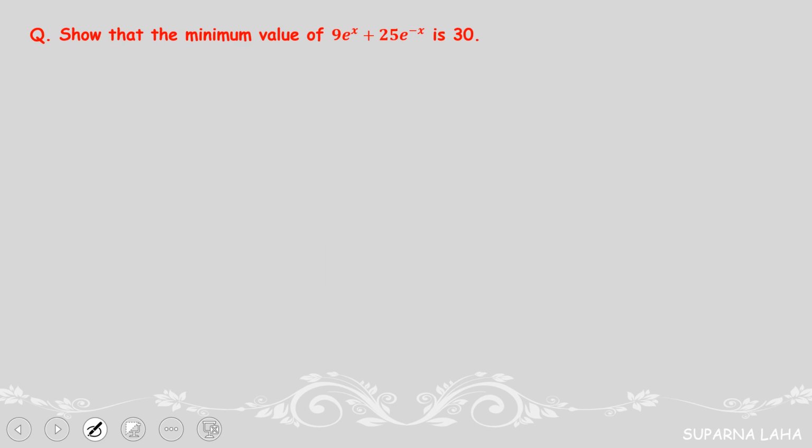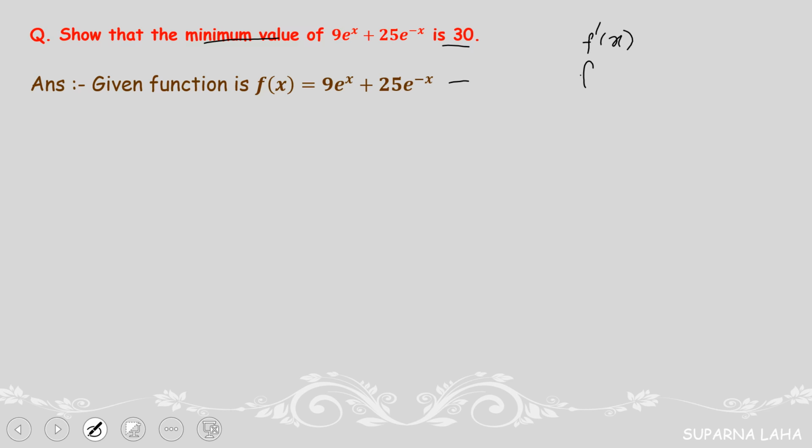Next, solve some exponential equation, that is, an equation with the exponential form. Here the function is given: 9 e to the power x plus 25 e to the power minus x, and you need to show the minimum value of this function is 30. That means you need to find that c. First of all, you need to find f dash x, then if f dash x is 0, you need to find the value of x.